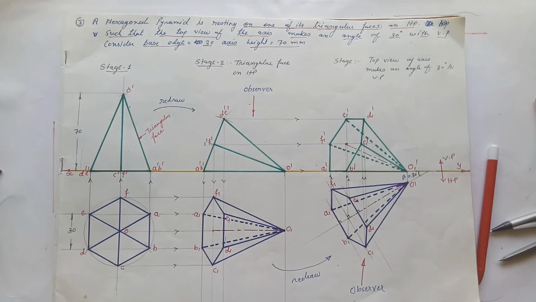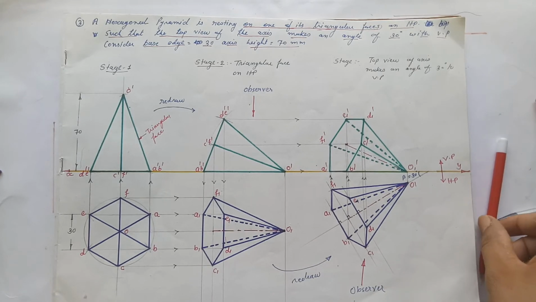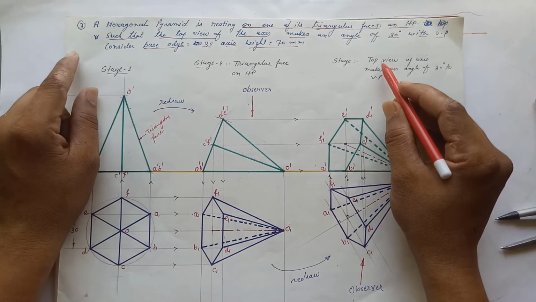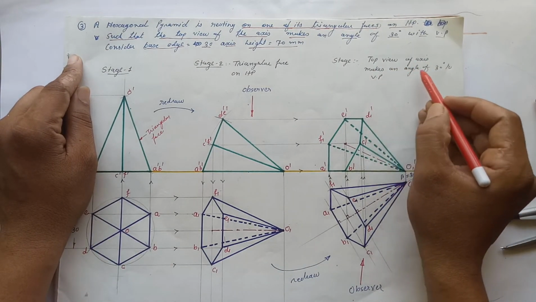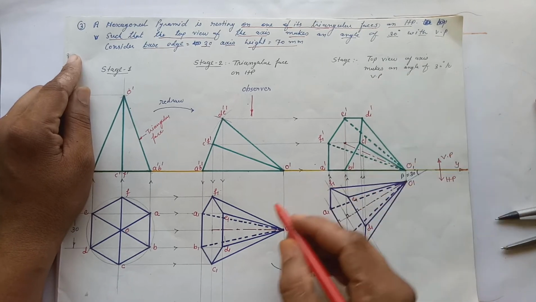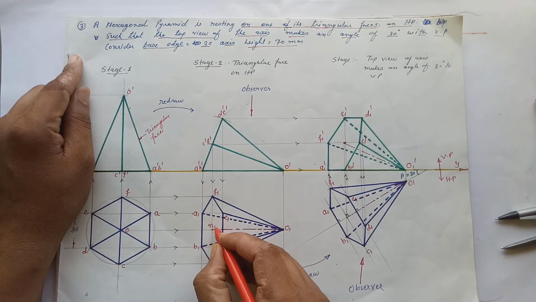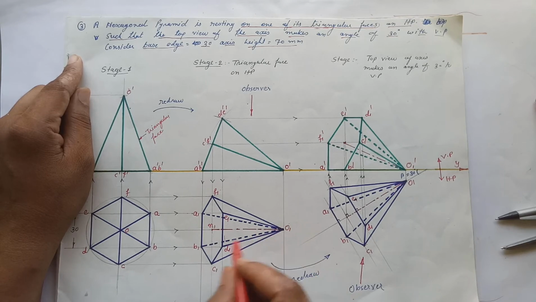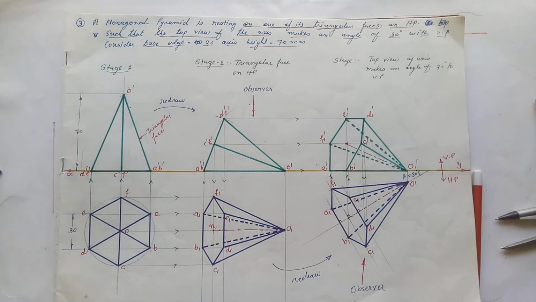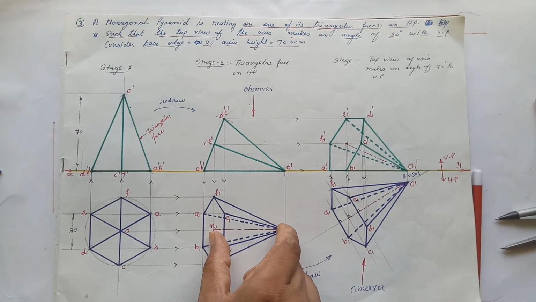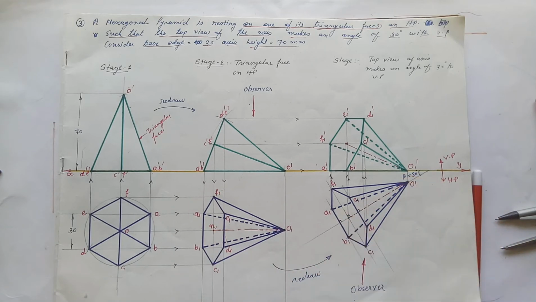Now comes the third stage. In the third stage we have to show the condition with the vertical plane as we have discussed, and here the condition with the vertical plane is given. Top view of the axis makes an angle of 30 degree with VP. So this will be O1 and 1 will be the top view of the axis. So now we have to incline the top view of the axis at an angle of 30 degree.